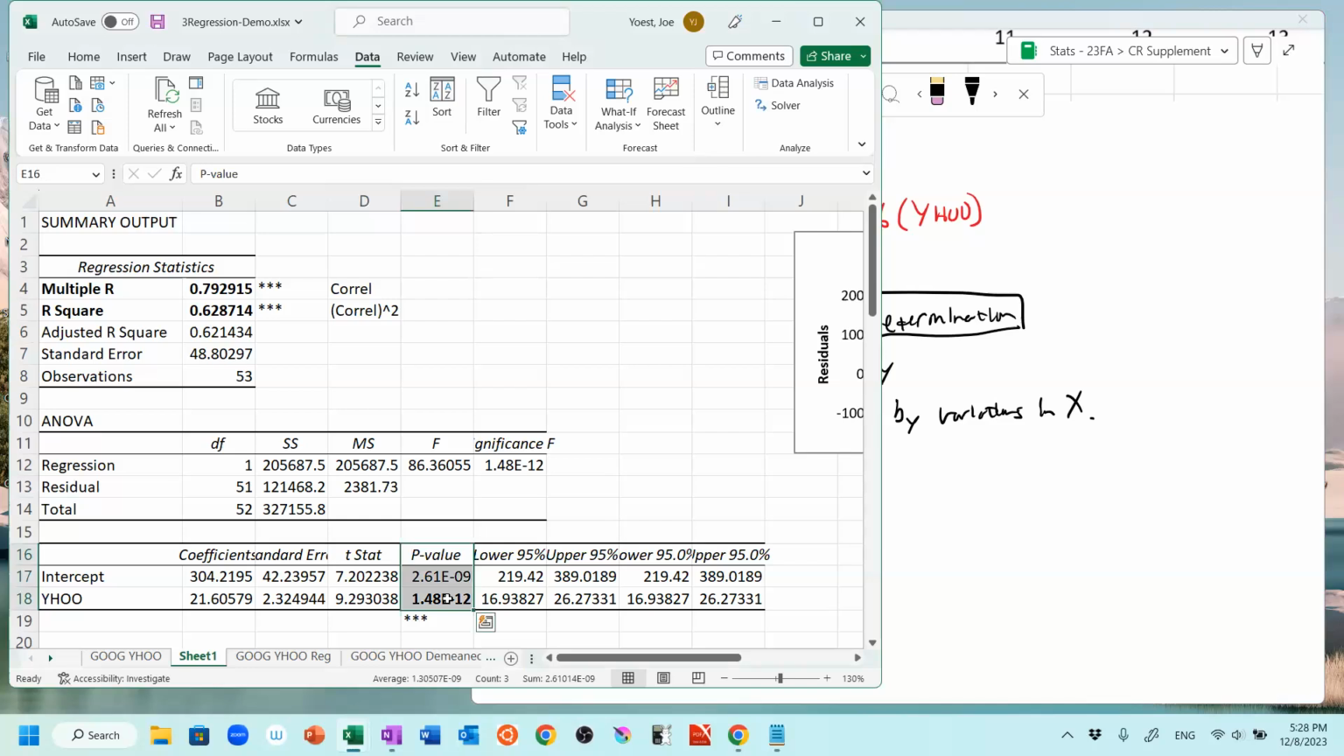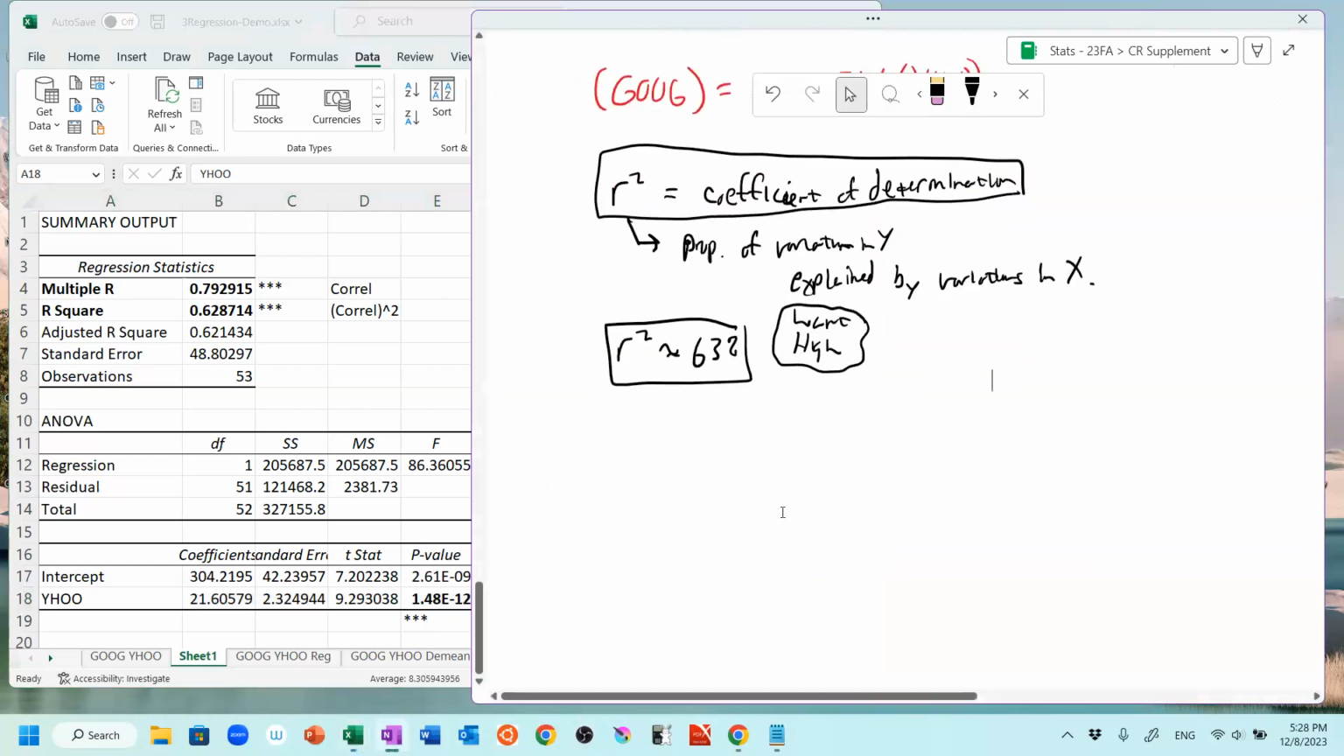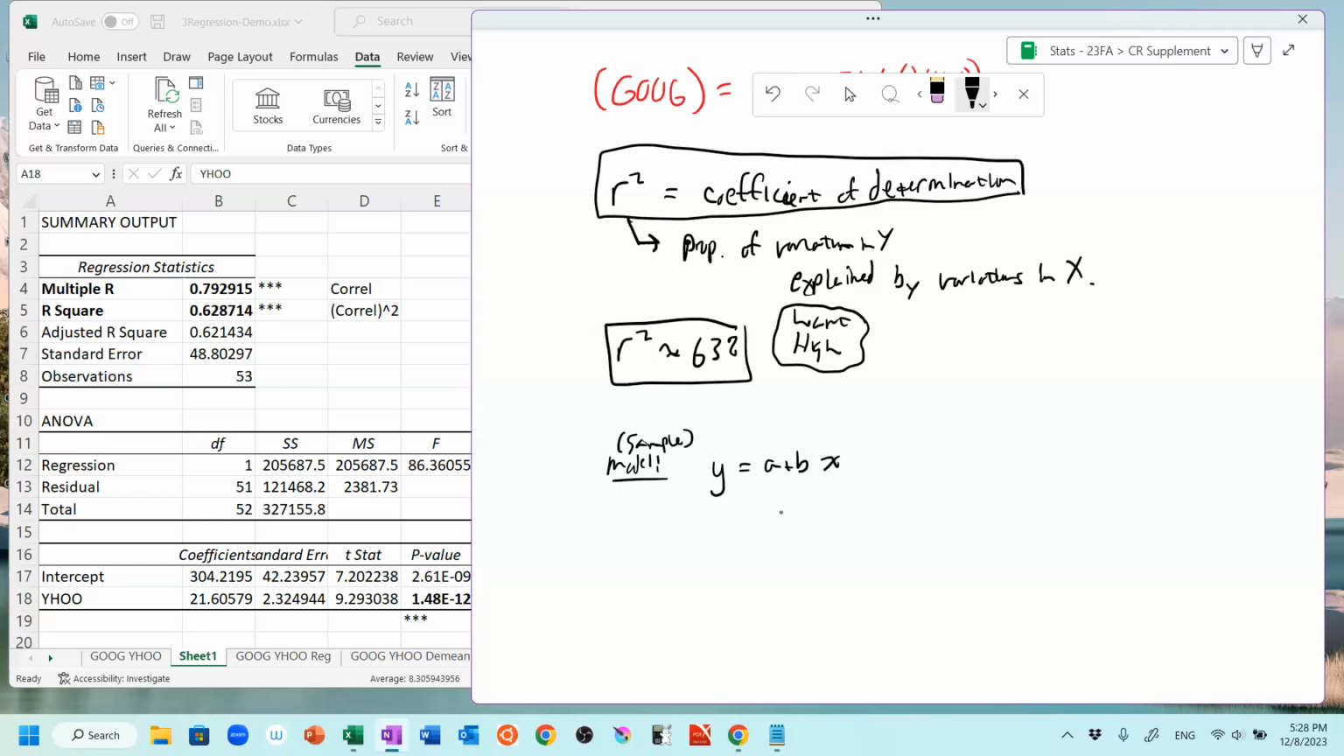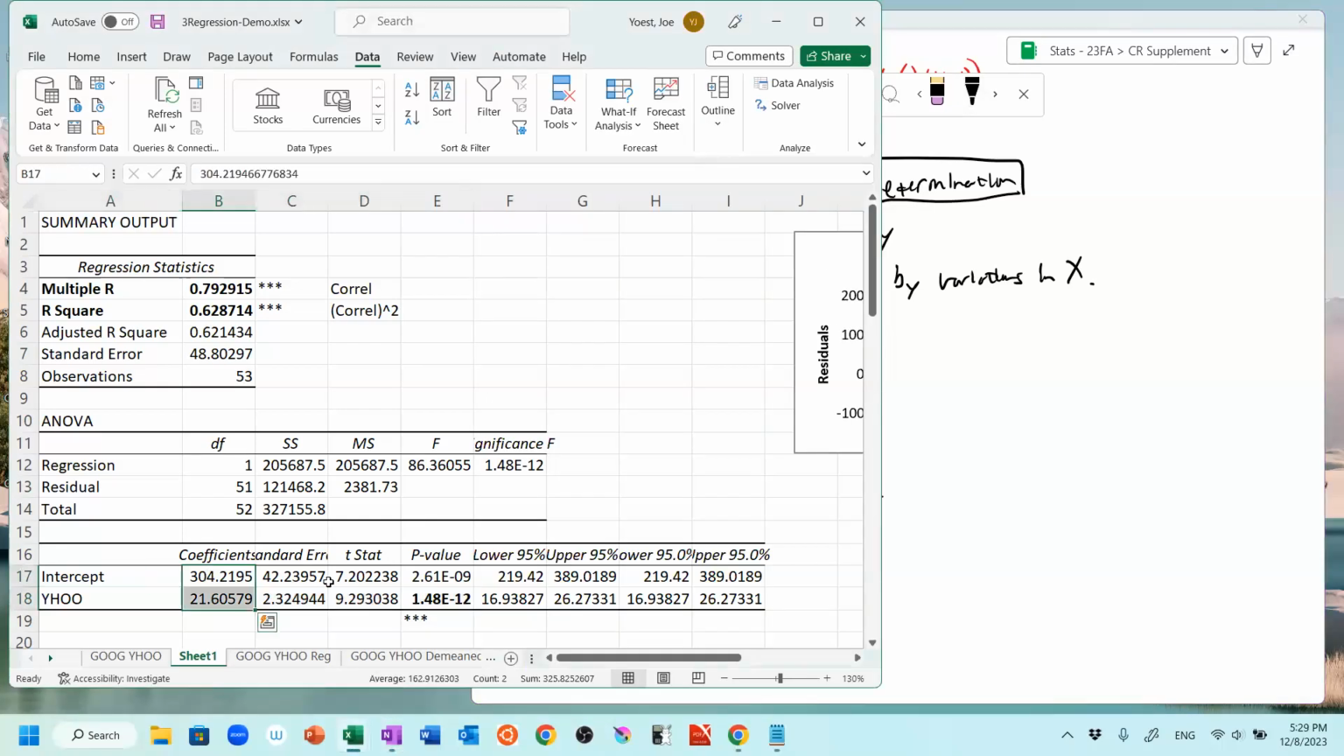And then the other thing we see is that we have a p-value down here. So what is that p-value for? Well, that obviously indicates there's a hypothesis test going on. And here's the idea. We have a model. This is based on a sample. Y equals a plus bx. We figured out a and b based on sample data. In other words, these a and b, or in other words, this 304 and 21 are sample statistics.